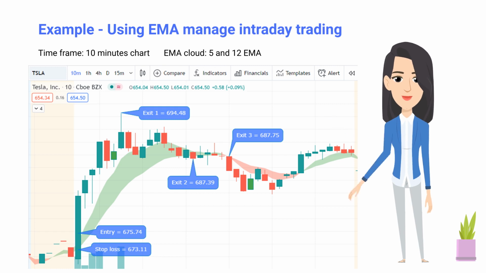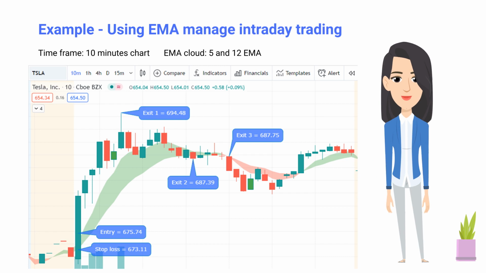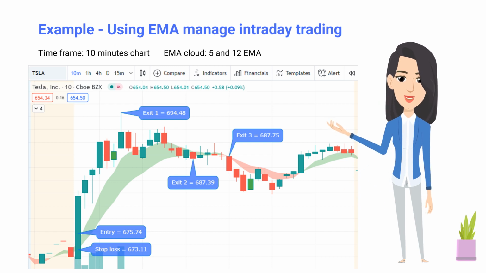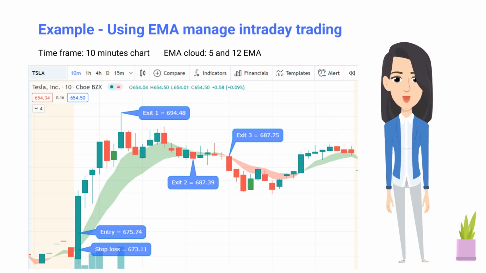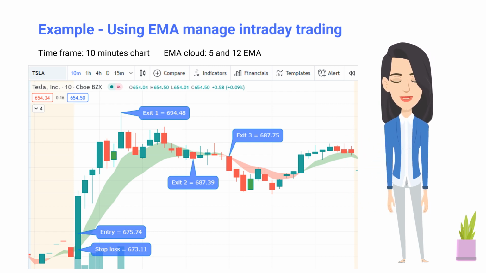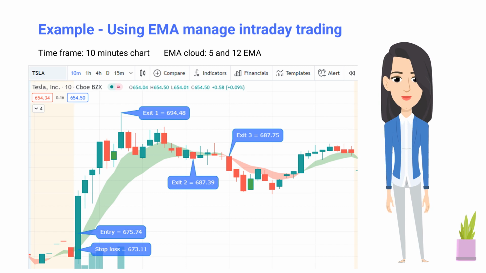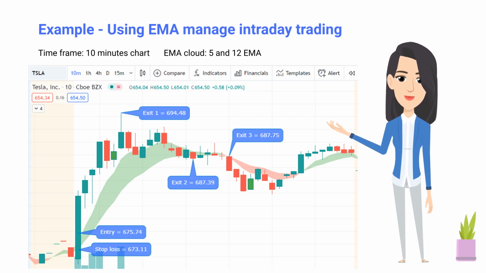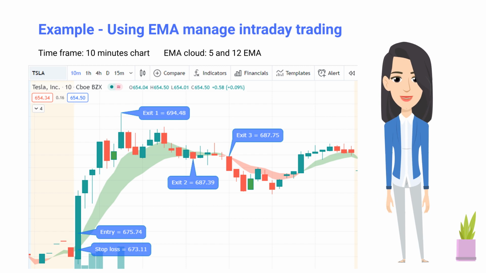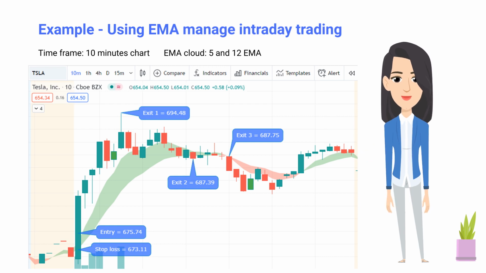The stock opened below the pre-market and bounced back right away as it is forming the 10 minutes candle. You could start to long the stock once the price is above the EMA Cloud, which is at $675.74, and set your stop loss just below the cloud, which is at $673.11. It is important to note that there are many different entry and exit points to trade this uptrend pattern. Different traders would have traded differently. However, in this example I want to show you 3 exit points to illustrate how EMA Cloud works.